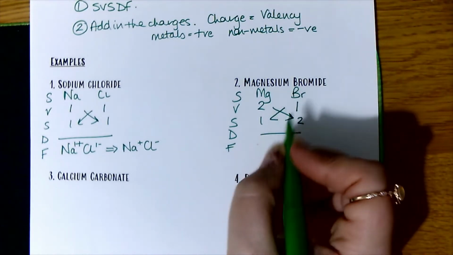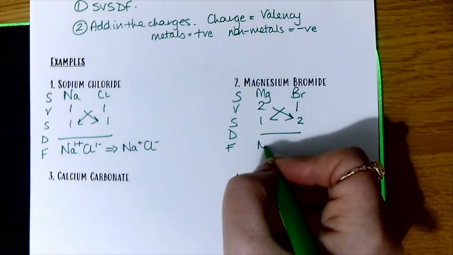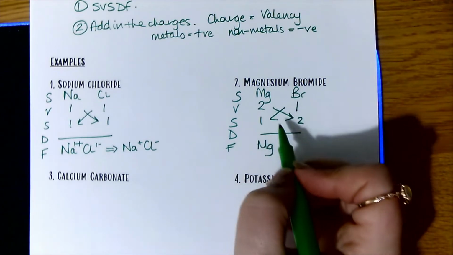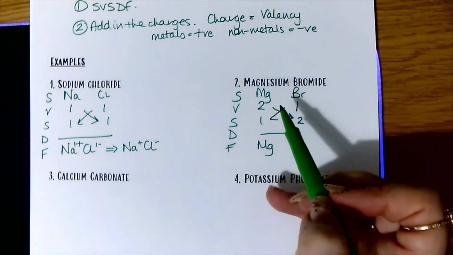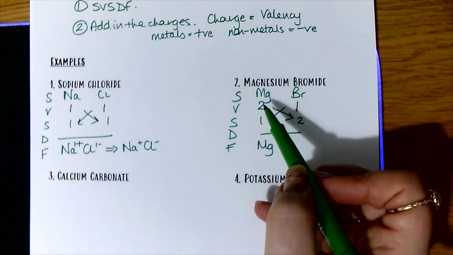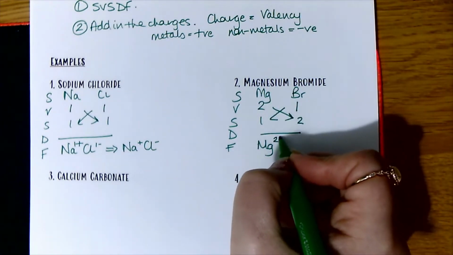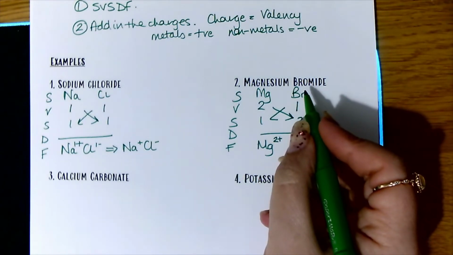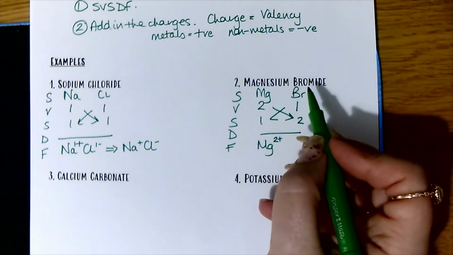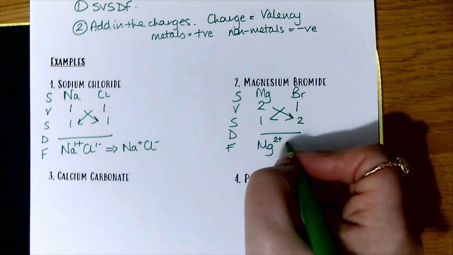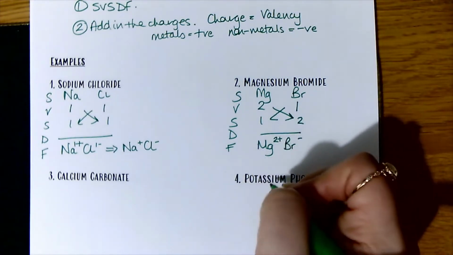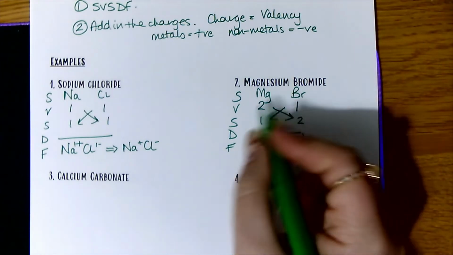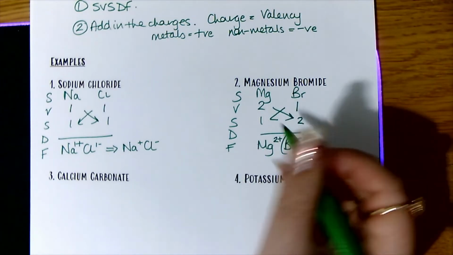Now this is where you need to remember to put in your ionic charges. So we only have 1 magnesium, so we don't need to put a number down the bottom. However, we do need to put our charge up the top. Magnesium's a metal, so it's going to have a positive charge. It has a valency of 2, so it's going to have a 2 positive charge. Bromine is a non-metal ion, so it's going to have a negative charge, and it has a valency of 1. So we can write it like that. And there are 2 bromines, so we can put that in brackets to say that we've got our 2 bromines there.